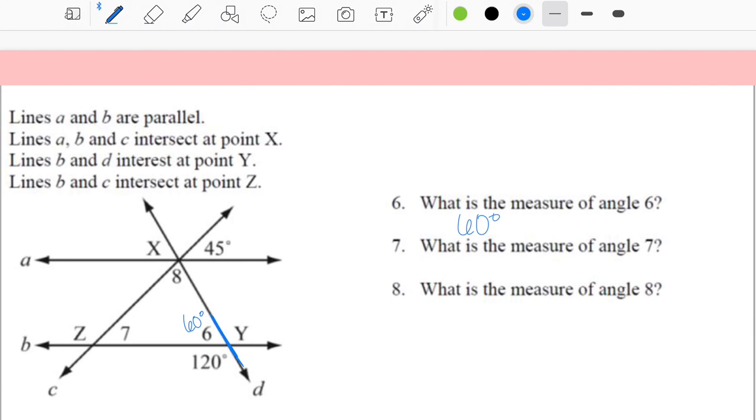To find the measure of angle 7, and I know this one can be a little complicated to see, we have parallel line 1 with parallel line 2 that's cut by this transversal. And notice that 45 degrees right here and angle 7 are sitting at the same seat in a different table, which means they're corresponding angles and they are congruent. So angle 7 will also be 45 degrees.